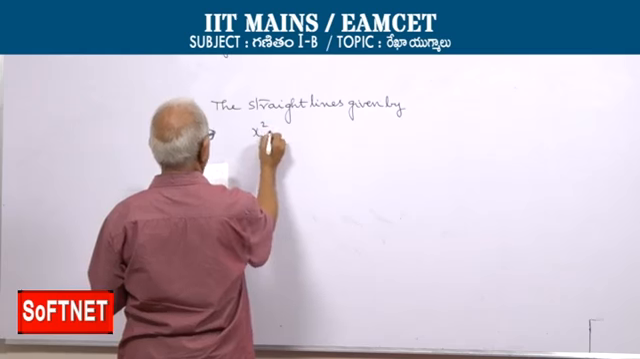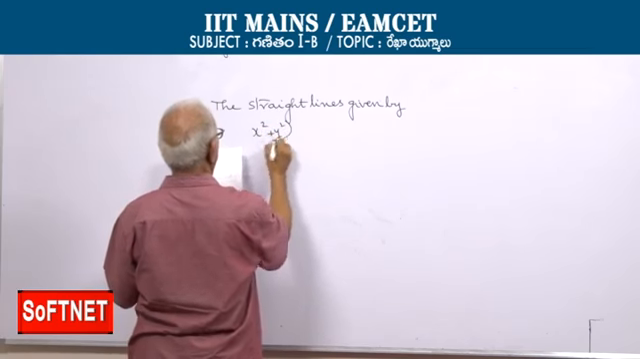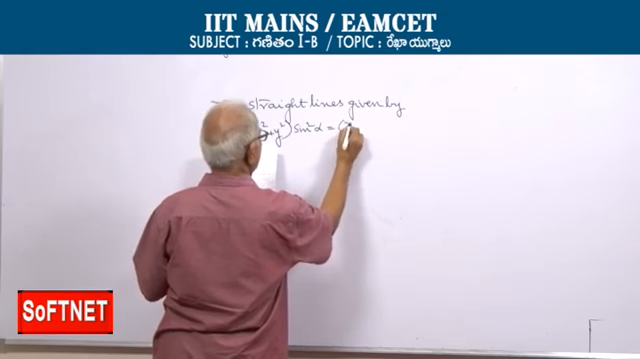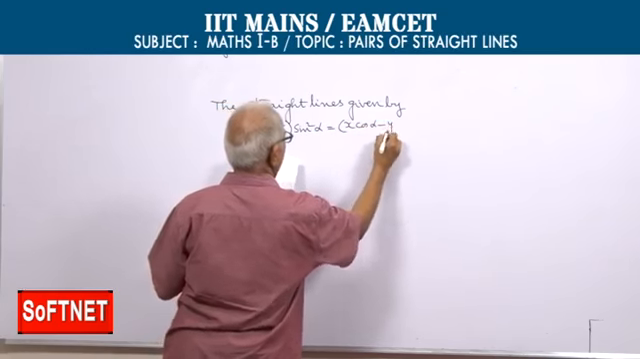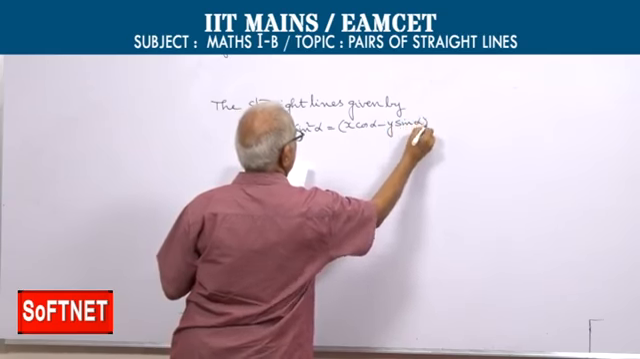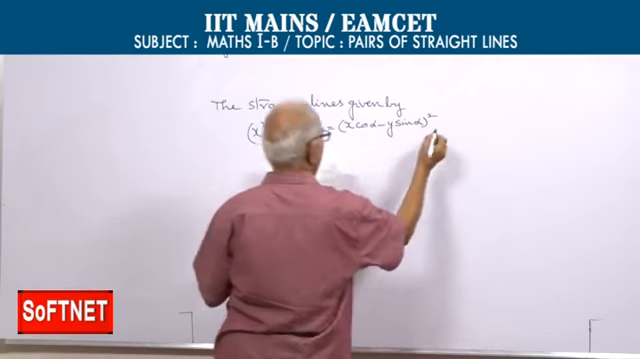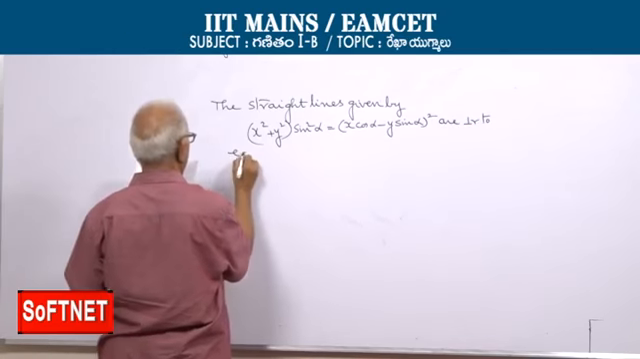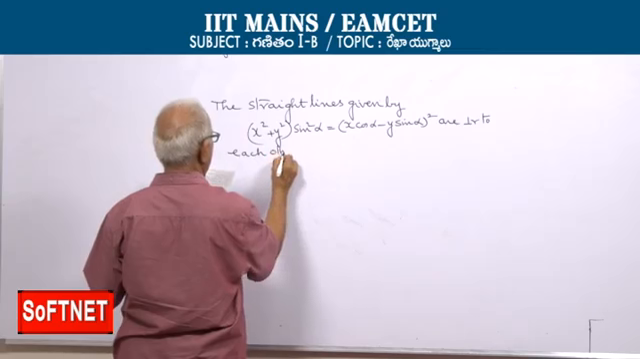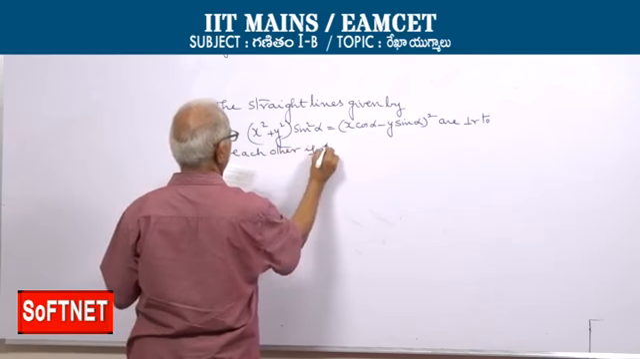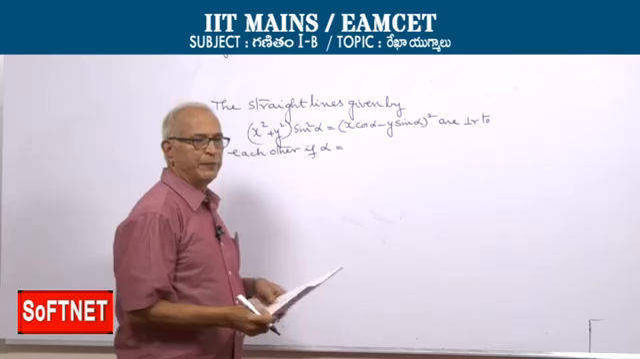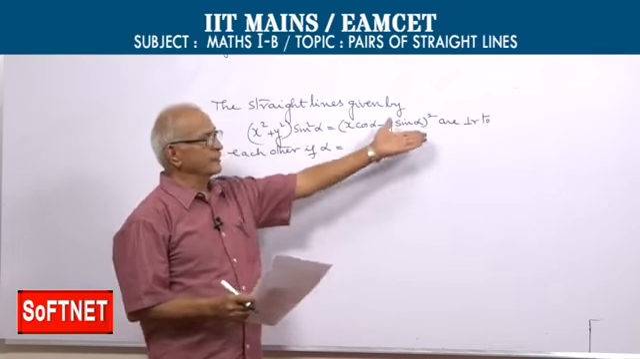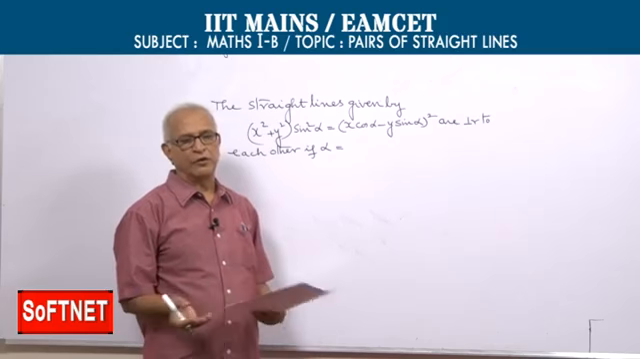x square plus y square into sin squared alpha, almost the same question as before, is equal to x cos alpha minus y sin alpha whole square. The lines are at right angles to each other, perpendicular to each other, if alpha equal to, well, from the previous question you can see the angle between the two lines is 2 alpha, and 2 alpha is 90 degrees if and only if alpha equal to pi by 4.